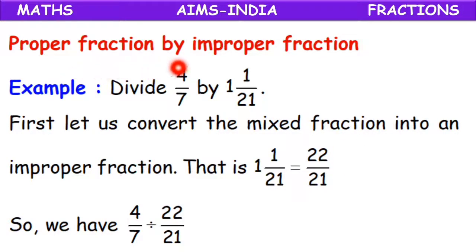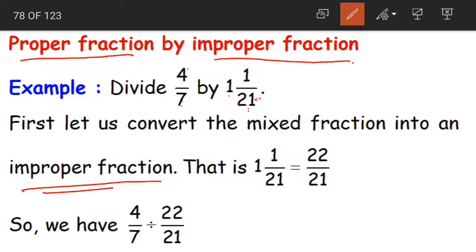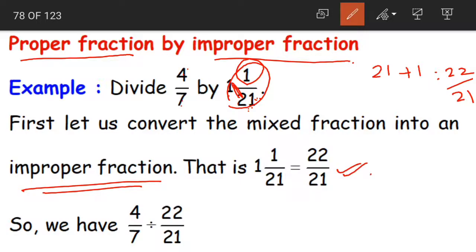We have division of a proper fraction by a mixed fraction. What is the example here? Divide 4 by 7 by 1 1 by 21. 1 1 by 21 is a mixed fraction, right, children? So we cannot directly divide. First we have to convert the mixed fraction into an improper fraction. How do we do that, children? 1 into 21, 21 plus 1, that is equal to 22 divided by our denominator 21. So this 1 1 by 21 is equal to 22 by 21.